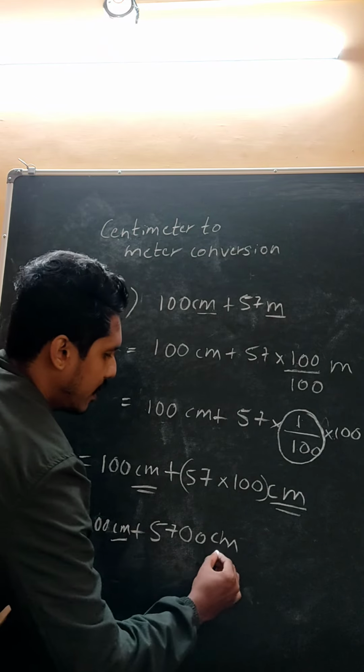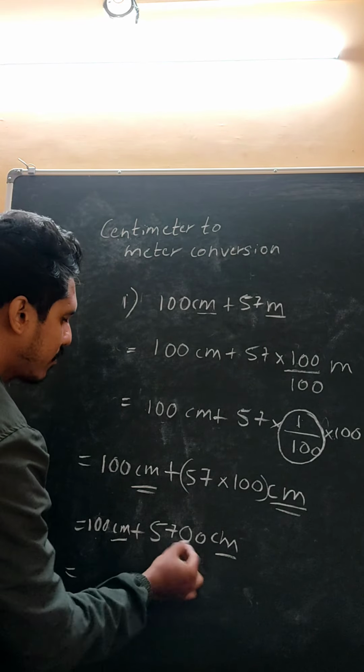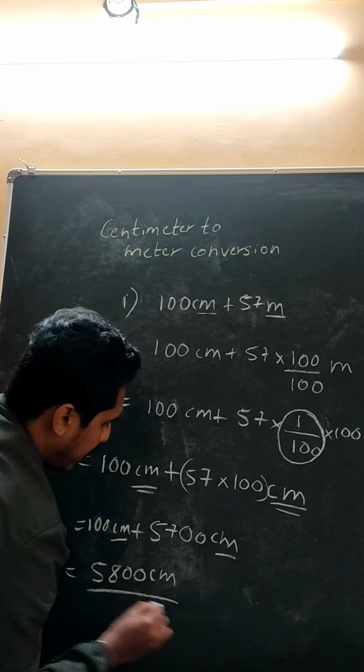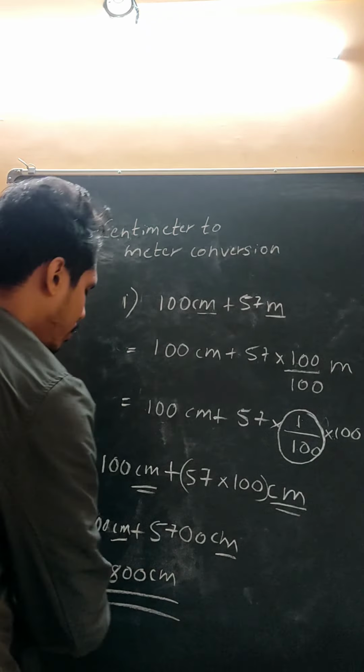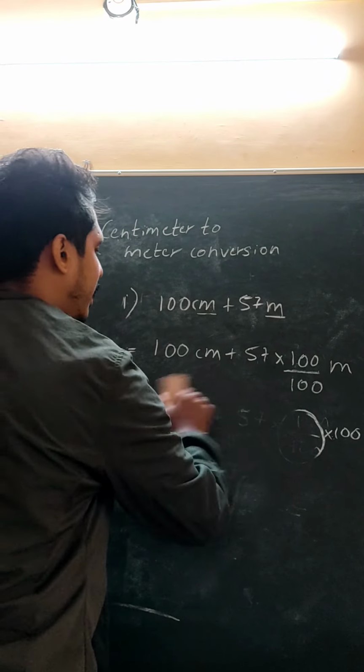Now the units are in centimeter, right? The units are in centimeter. We can add directly. What is 100 plus 5700? It's 5800 centimeter. We got the answer in centimeter. Okay, just check out. Next one, kilometer to meter conversion.